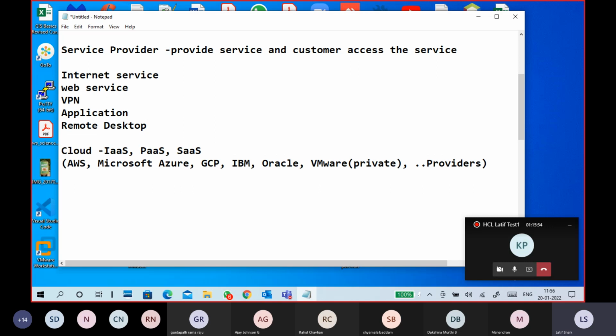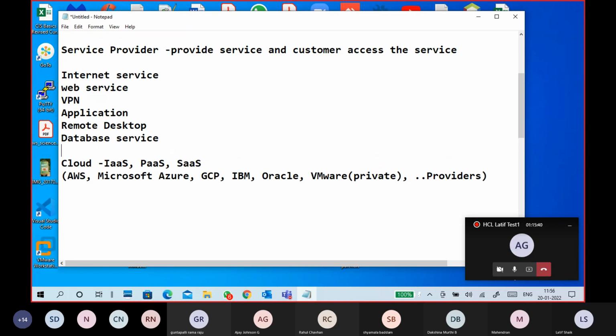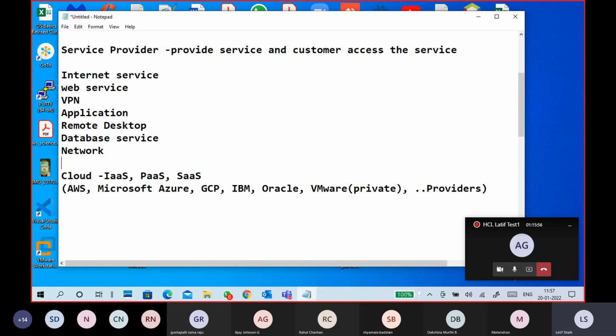Okay, remote desktop services, database services, database too. It will store the databases. Okay, so like that. So what are the other things? Network related services, leased line services.